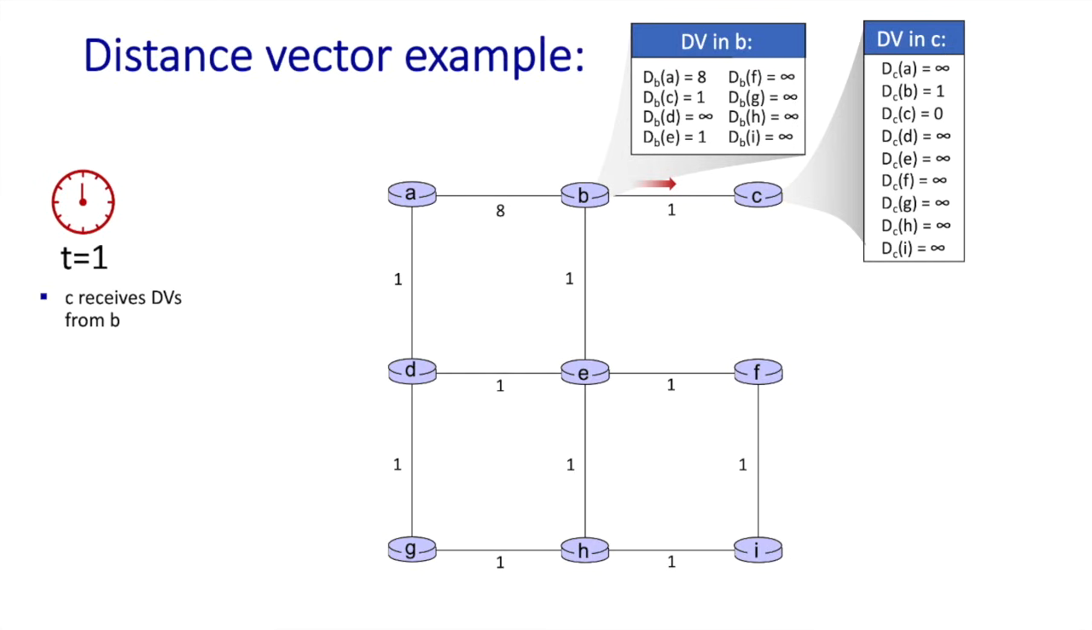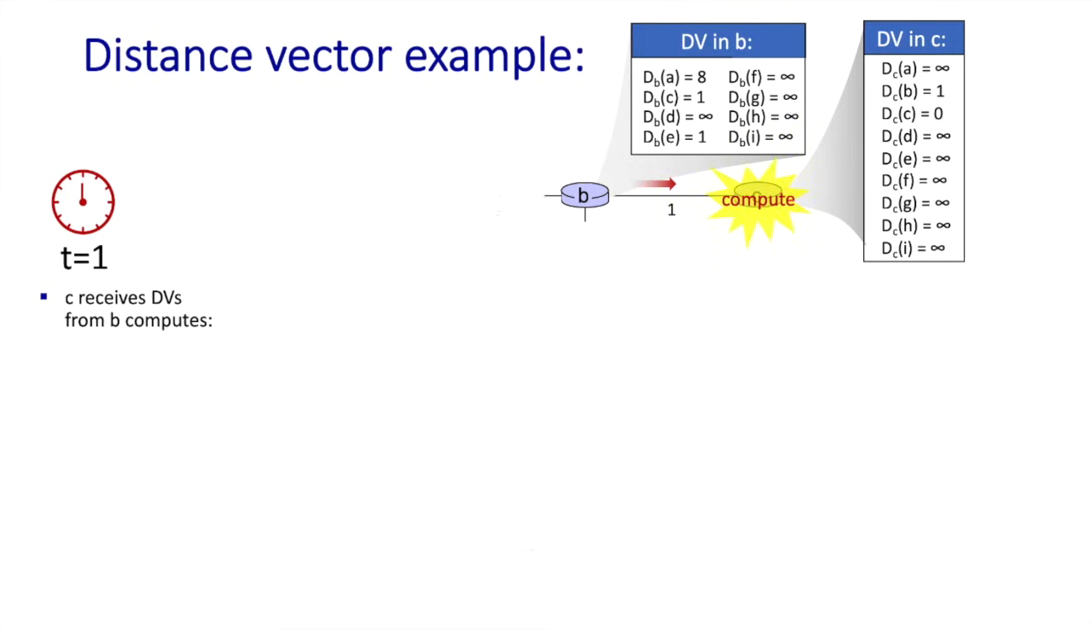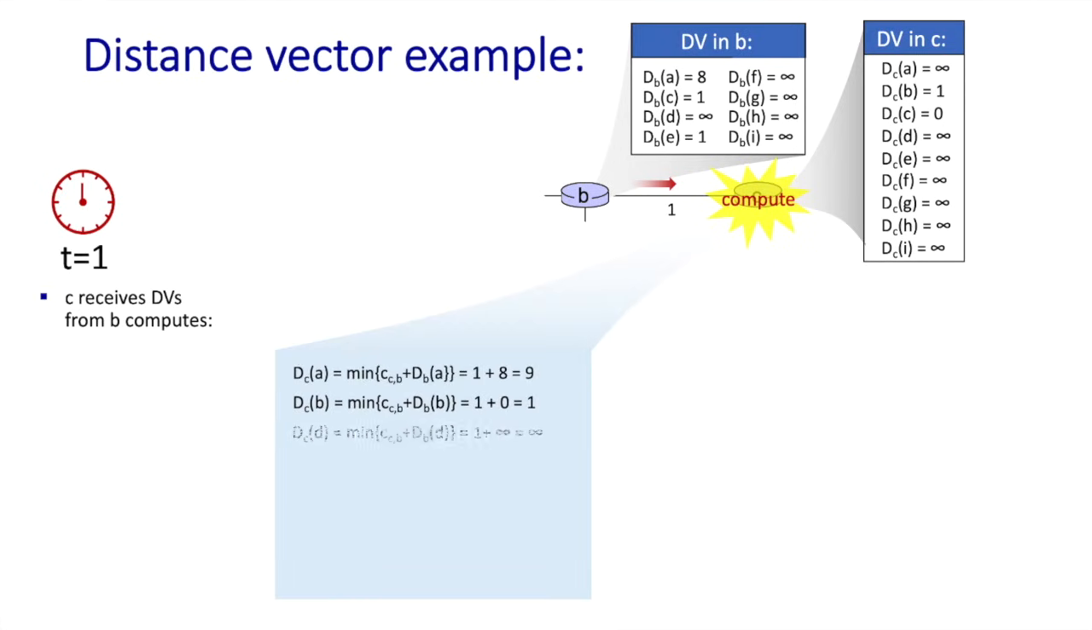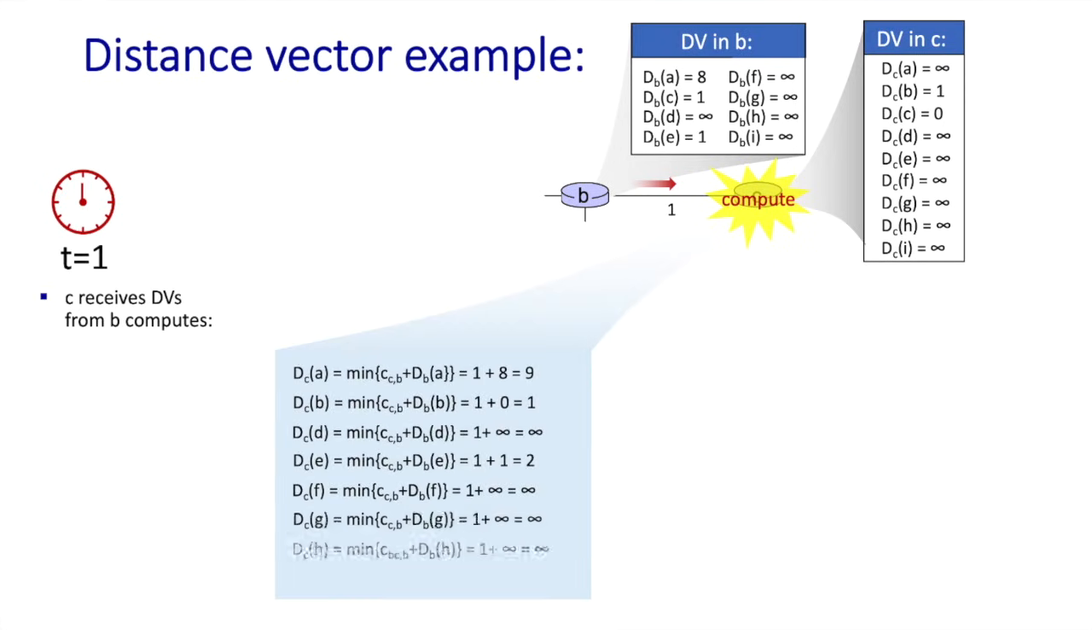And so here are C's calculations of its new distance vector. Let's focus on C's DV entry to destination E here. C's calculation is simple since it's only got one neighbor. C says, for me to get to E, I can get to B with a cost of 1, and B tells me that B can get to E with a cost of 1, so C's cost to get to E via B is 1 plus 1 equals 2.